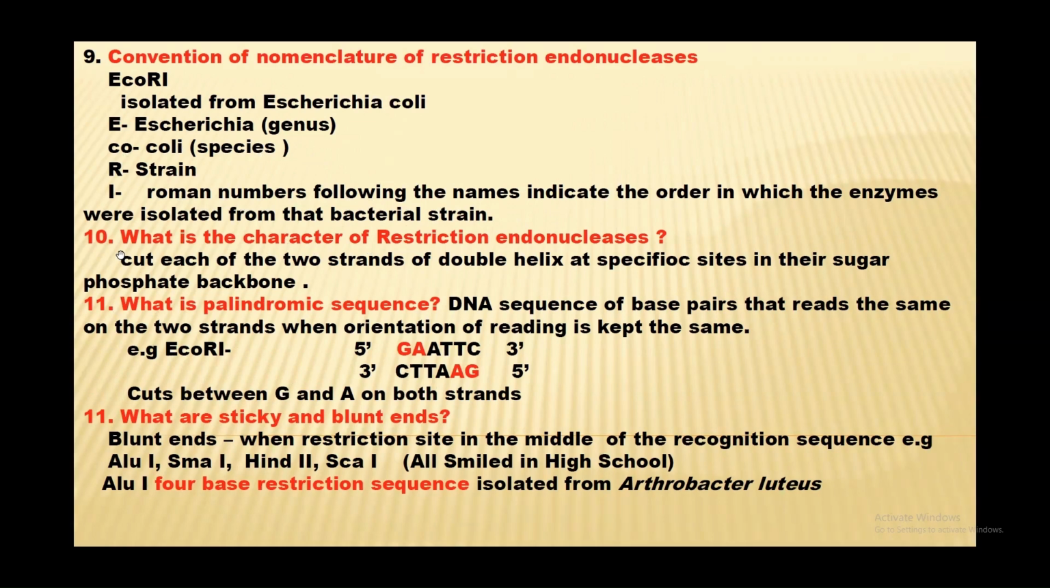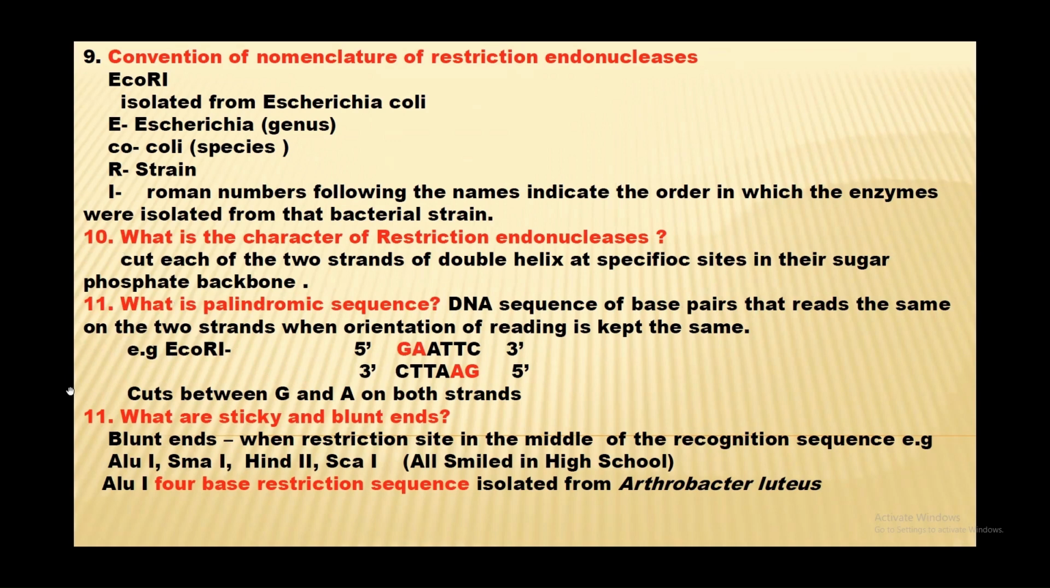The 10th important point. What is the character of restriction endonucleases? Restriction endonucleases are used to cut each of the two strands of the double helix at specific sites in the sugar phosphate backbone. So restriction endonucleases are used to cut the DNA at a specific sequence.